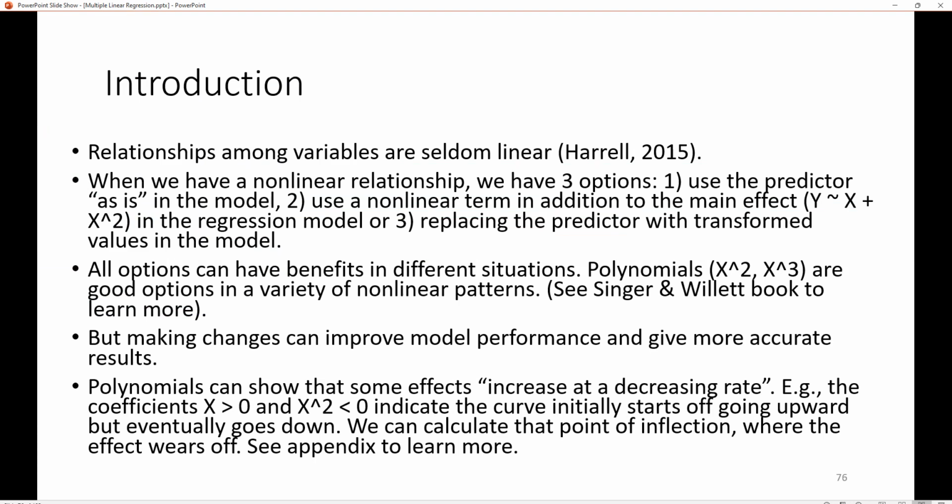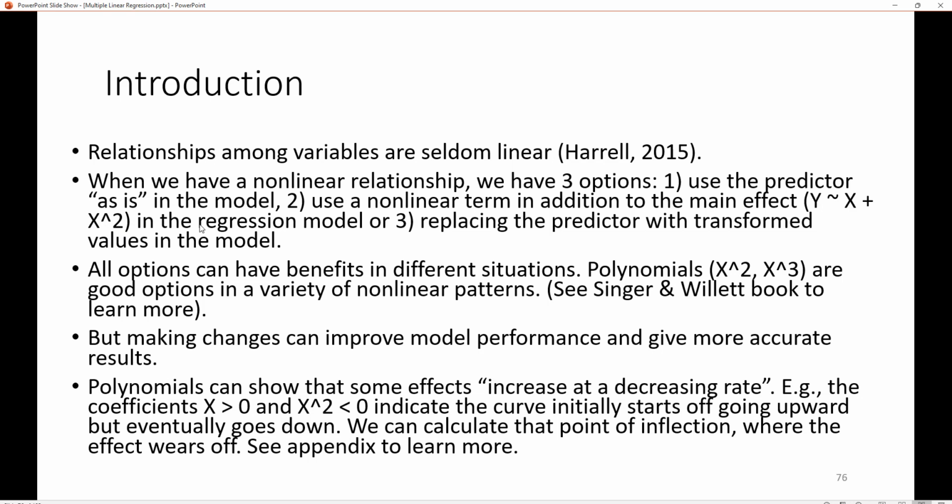And so relationships among variables are seldom linear. When we have a nonlinear relationship, we have three options. We can first use a predictor as is in the model, in other words, ignore the nonlinearity. Number two, we can use a nonlinear term in addition to the main effect. For example, our model might be y equals x plus x squared. So it could be length of stay equals age plus age squared.